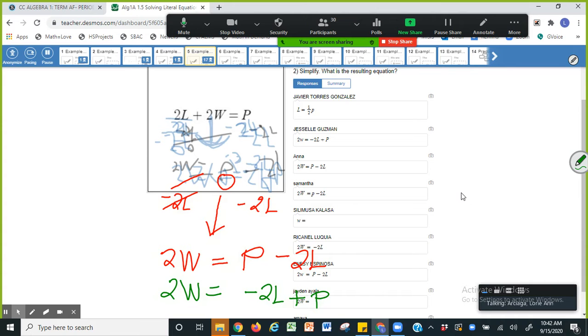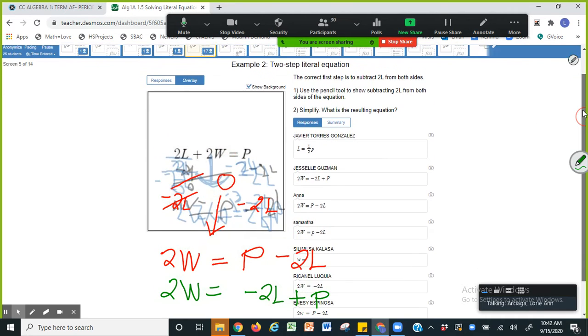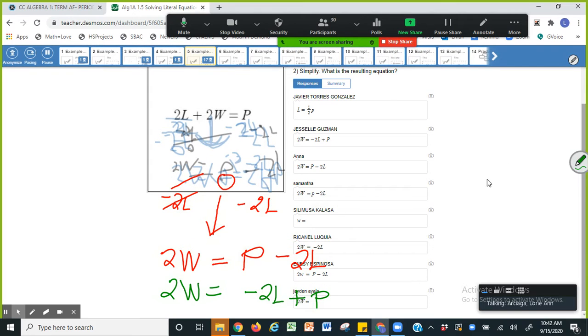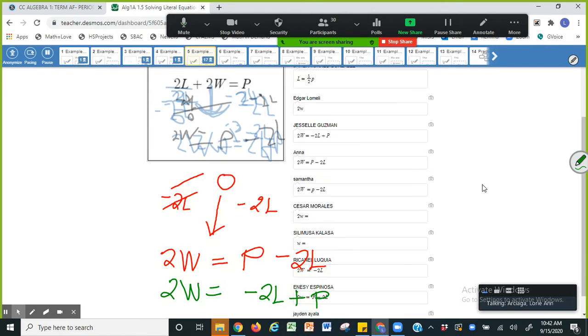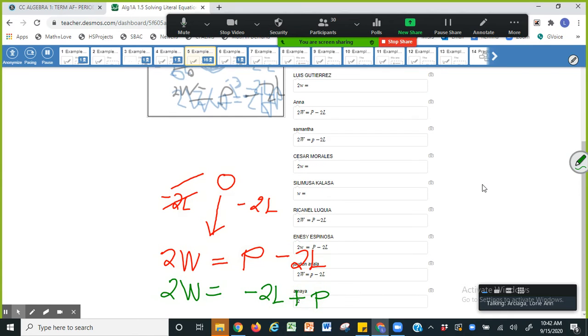We're not in the fraction yet, Javier. This slide is only asking us to subtract 2L from both sides. So you're one step ahead. So keep that equation in mind as we move on to the next slide, because it's going to ask you to get the W by itself already.